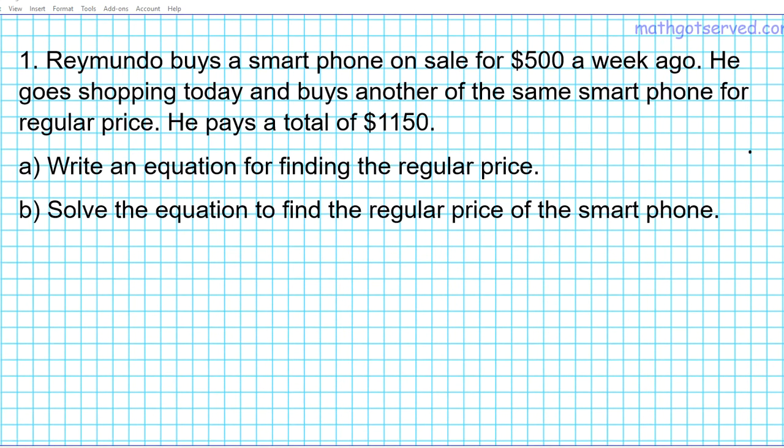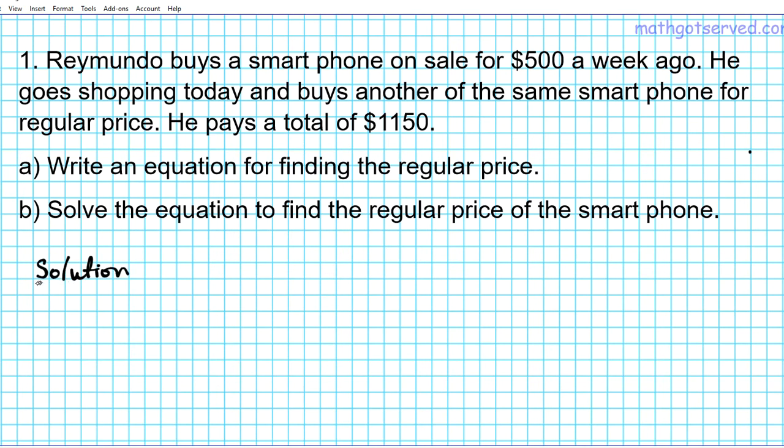It reads, Raimundo buys a smartphone on sale for $500 a week ago. He goes shopping today and buys another of the same smartphone for regular price. He pays a total of $1,150. Question: Write an equation for finding the regular price, and then solve the equation to find the regular price of the smartphone. Okay? Alright, so let's go ahead and start with the first part.